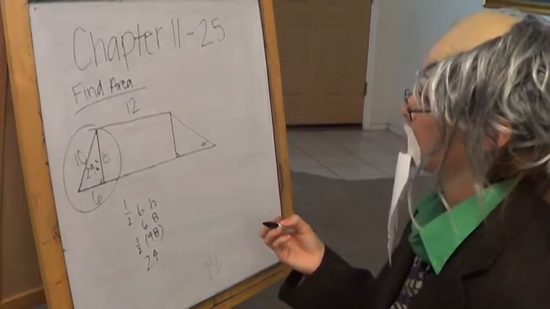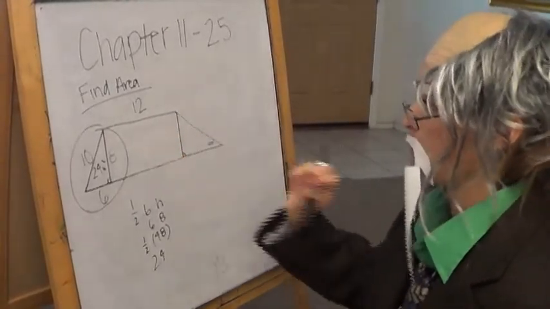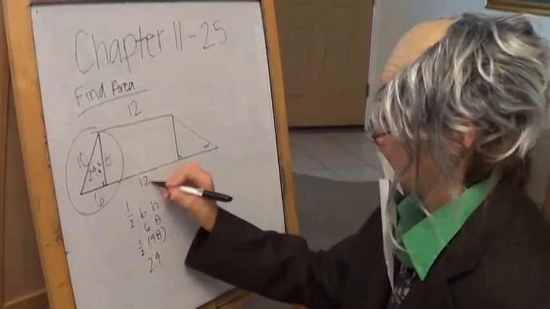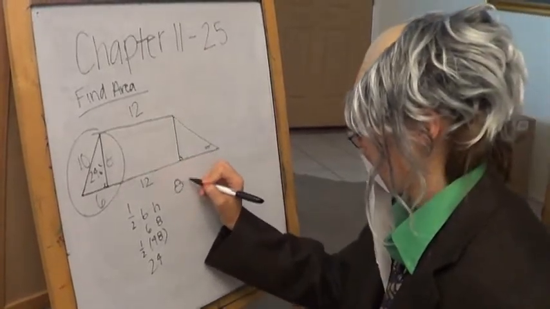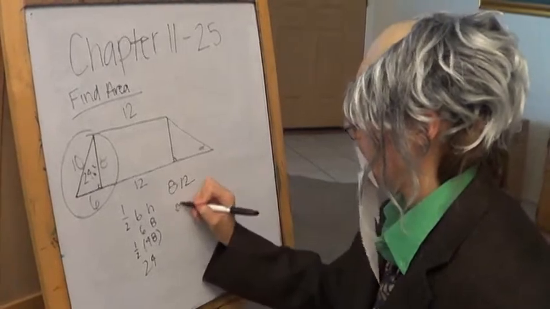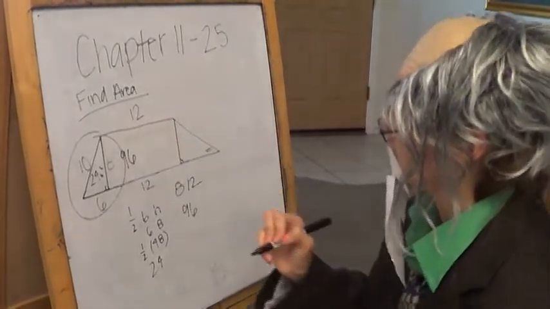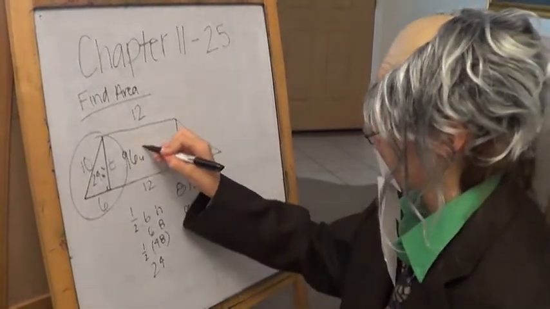Next, we are going to find the area of this rectangle, and we have the base and the height, so it is 8 times 12, which equals 96. So the area of the rectangle is 96 units squared.